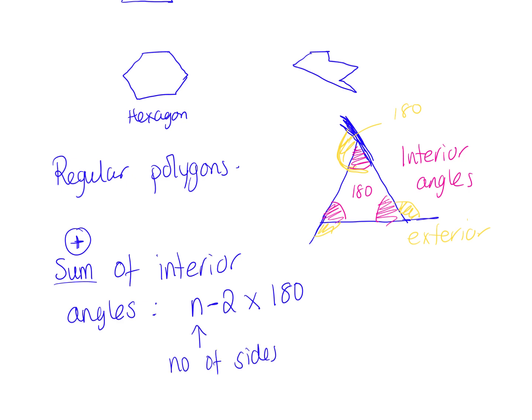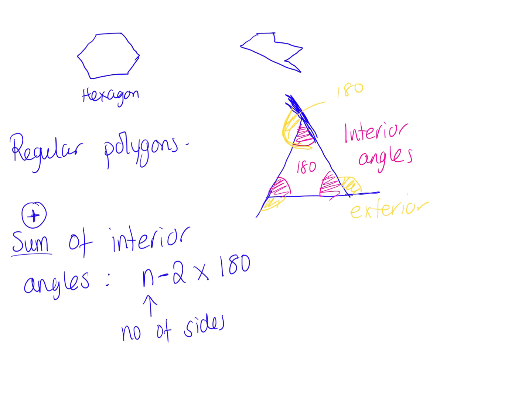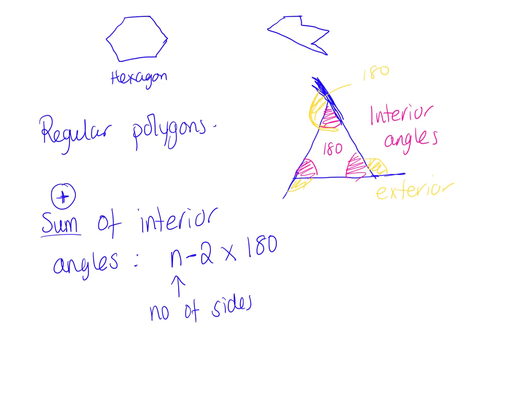So for example, Holly, look at my triangle there. So say we were talking about a triangle. How many sides does this triangle have? 3. So if I go 3 minus 2, what would that give me?